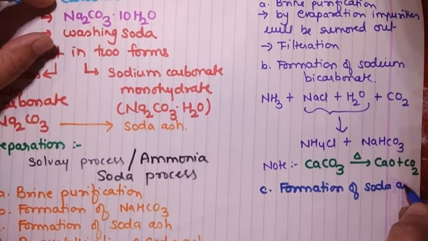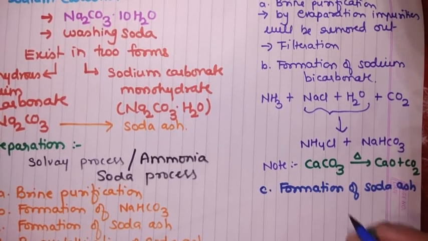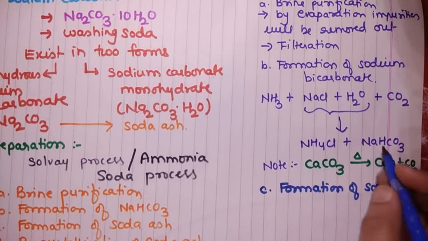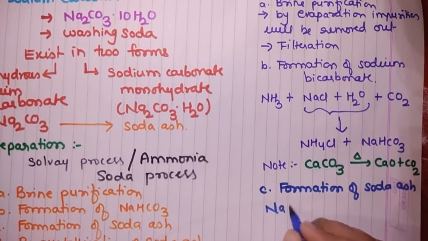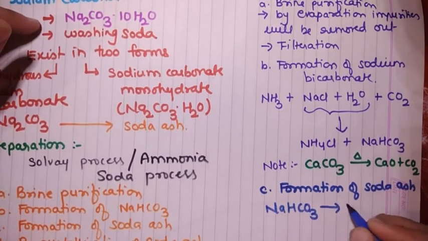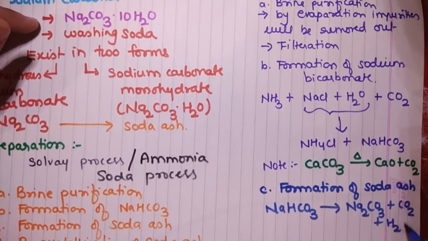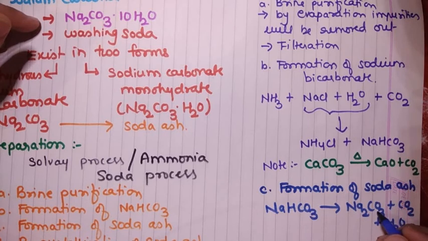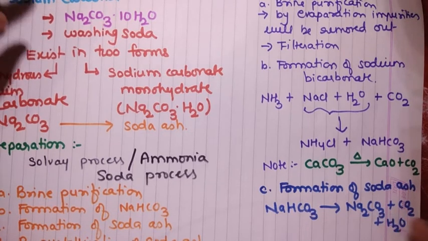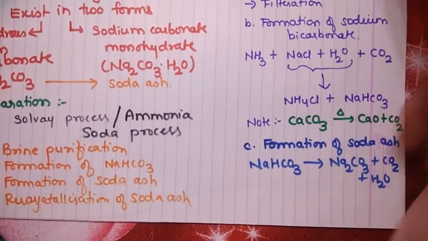Soda ash means your sodium carbonate. So you will be having this sodium bicarbonate, and from this you will be obtaining sodium carbonate, that is Na2CO3 plus CO2 plus water. So in this way you will be getting the soda ash. Okay. Now the last step is the recrystallization of soda ash.